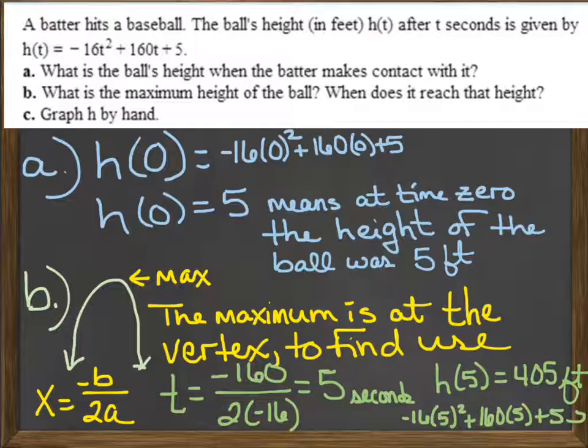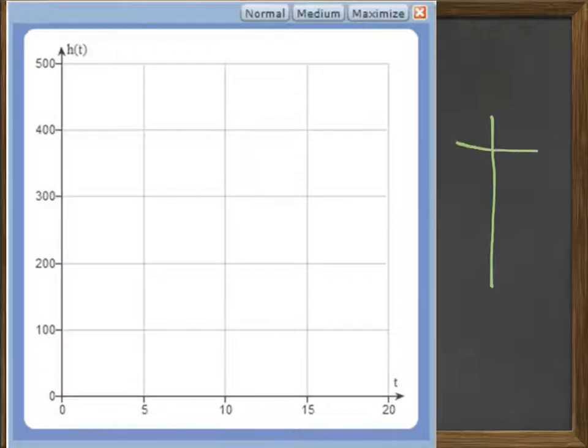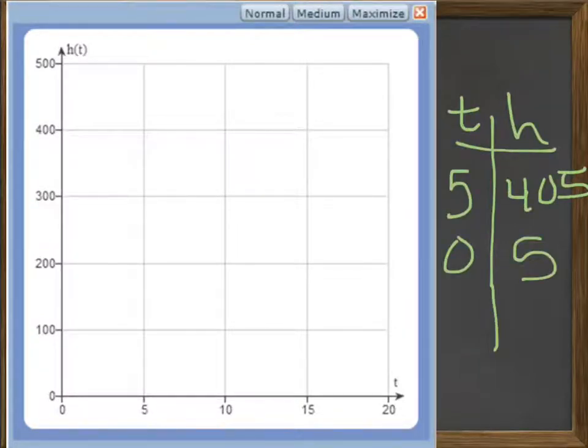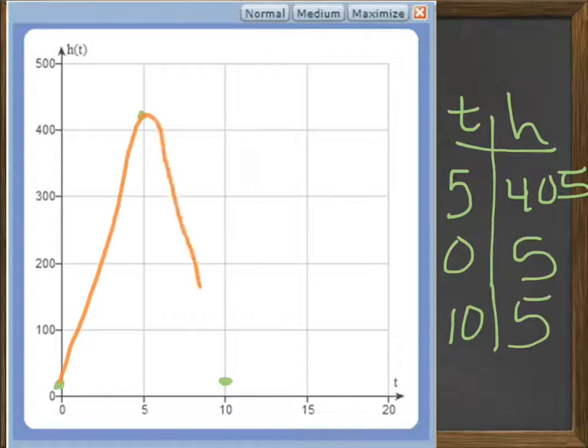Part C is asking us to graph h by hand. We already know the vertex to be (5, 405), so we could use that point, as well as the point we have earlier, our initial point when we hit the ball at time 0, of (0, 5). So if I make a little t-table of the 2 points I know, the vertex and one other ordered pair, and I graph those 2 points, and I just found an additional one here, it would look something like that.